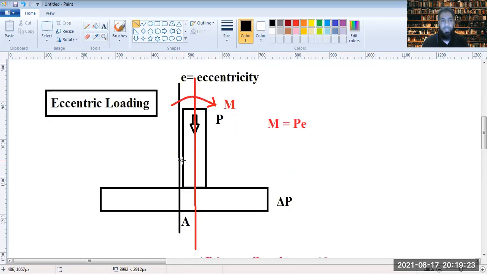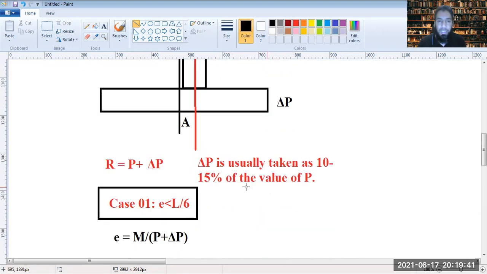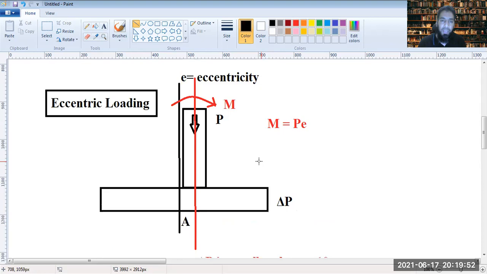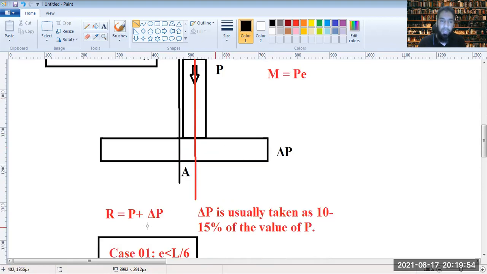Now, in the case of eccentric loading, you have a load P that's acting through the column. Now, if we also take into account the self weight of the footing, which is delta P, then the total load would be P plus delta P. Now, delta P is usually taken as 10 to 15% of the value of P. This is just a thumb rule that we are using in order to determine the self weight of the footing. So thereby, the total load will be P plus delta P.